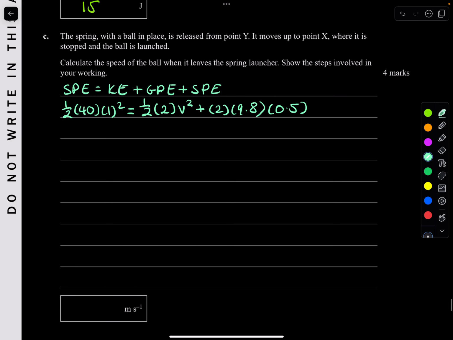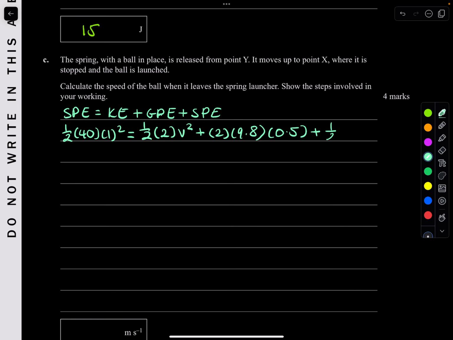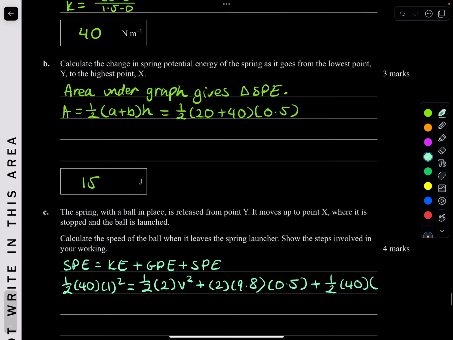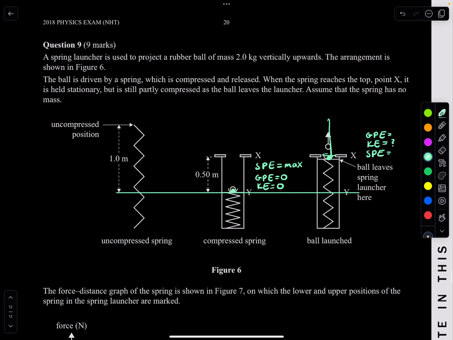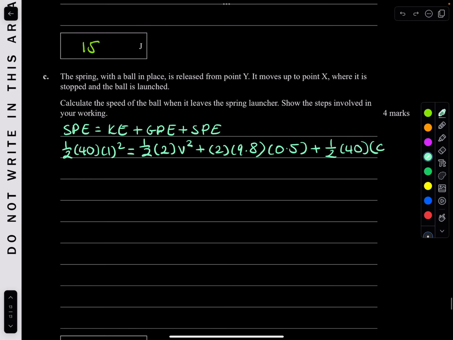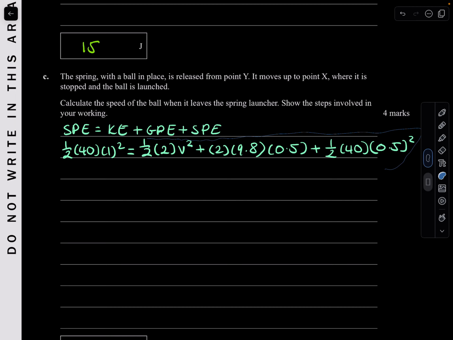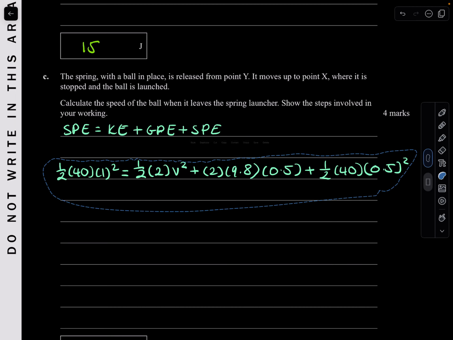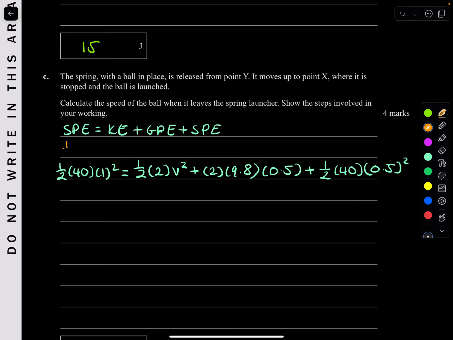Plus your spring potential energy, so half, your k is of course 40, and how much was it compressed? It was still compressed at 0.5 meters, so you square that. And so now we've got this over here. I haven't written the formulas, to be honest, because I already knew them in my head. Let me write them too. Spring potential energy is just half k Δx squared. Kinetic energy is half mv squared plus mgh plus half k Δx squared. Same thing, that's what I've just done.